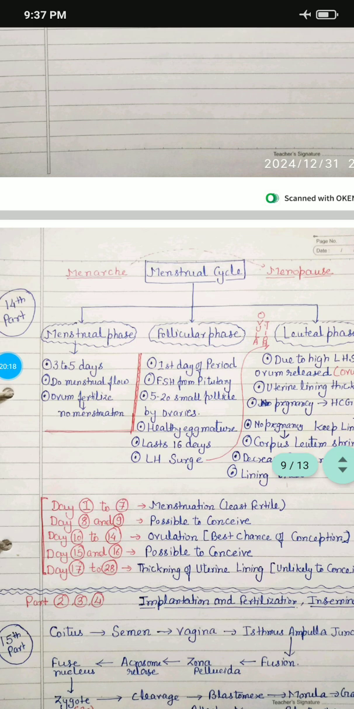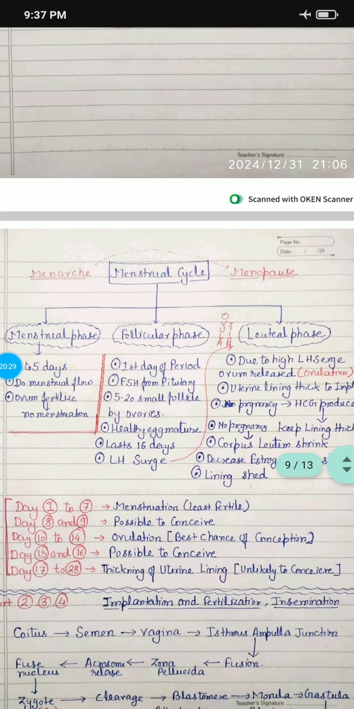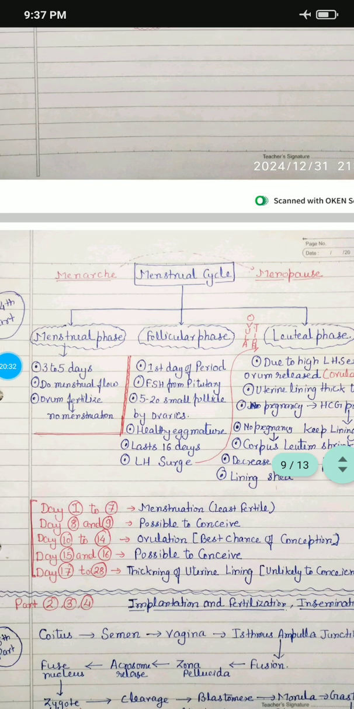Now the next one is the menstrual cycle. Very important, very important. The menstrual cycle is actually a combination of three phases. Number one is the menstrual phase. Number two is the follicular phase. Number three is the luteal phase.